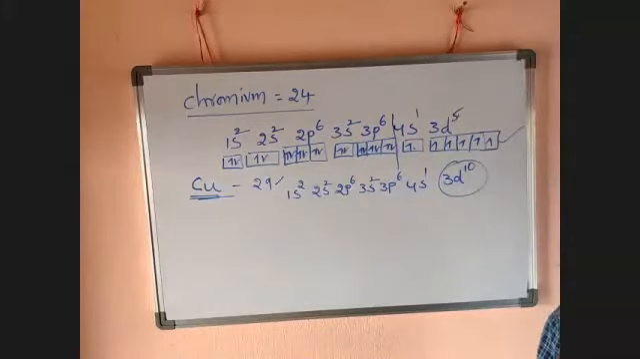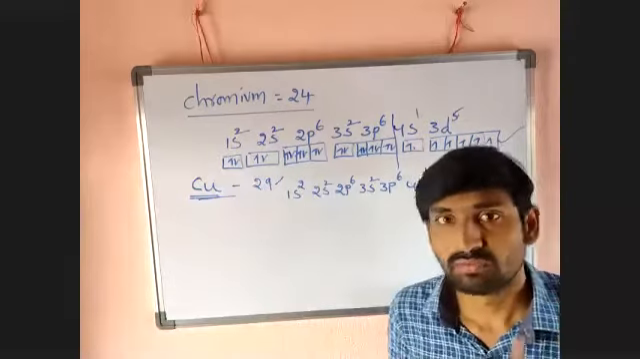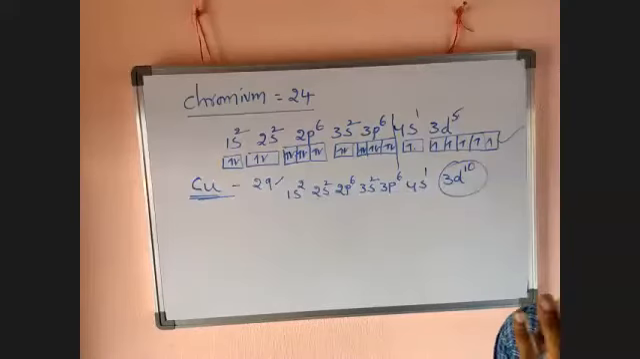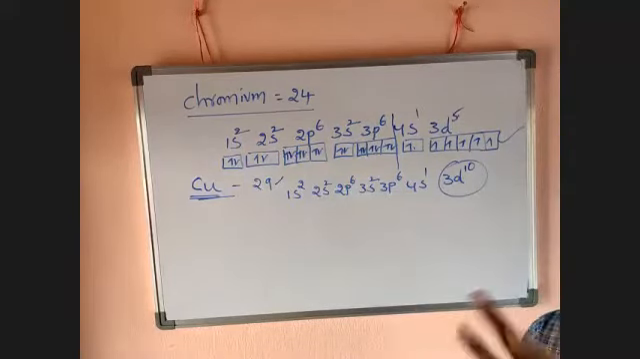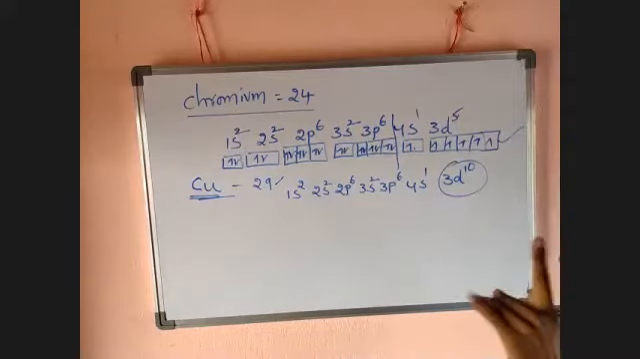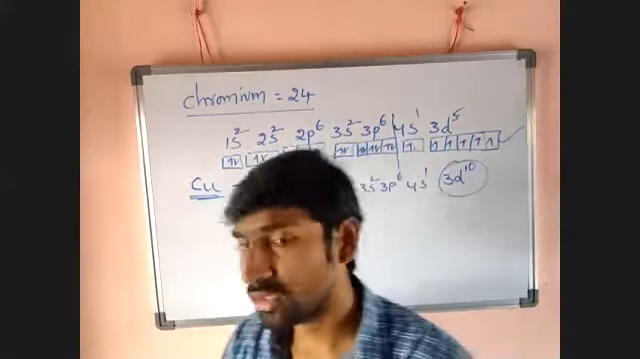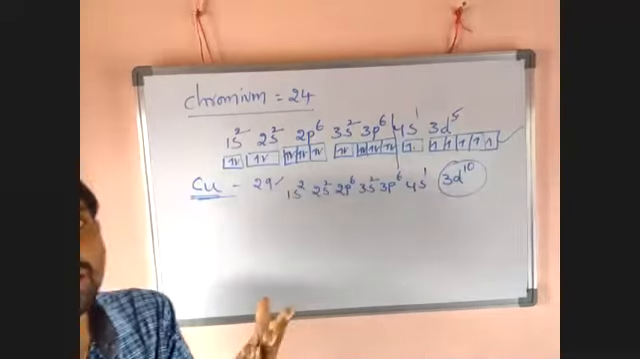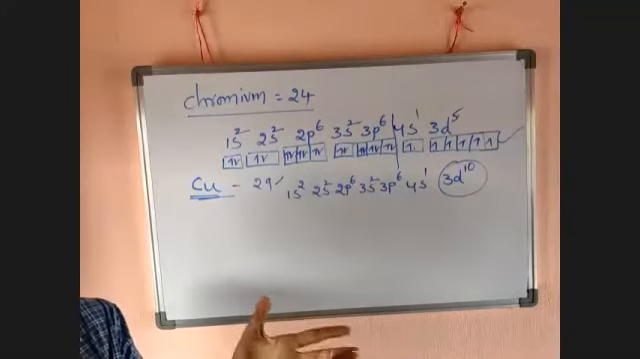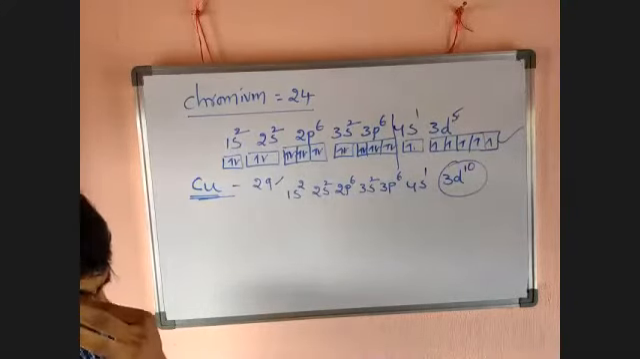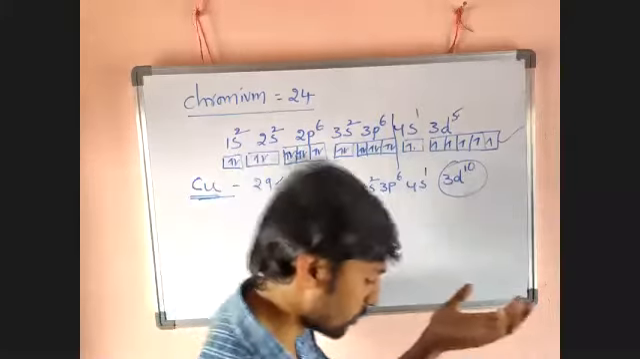Up to 30 elements, all electronic configurations follow three rules. The first rule is what? Pauli's principle, Aufbau principle, Hund's principle. All elements follow them except two elements: one is chromium, another one is copper. These two elements, for getting stability, can break the Aufbau principle. Now I want to move to the final conclusion.